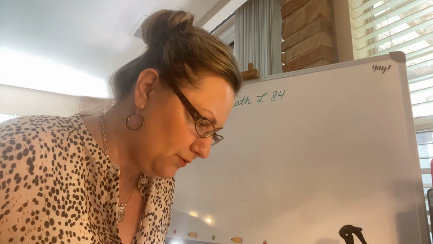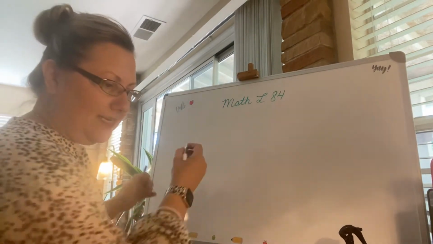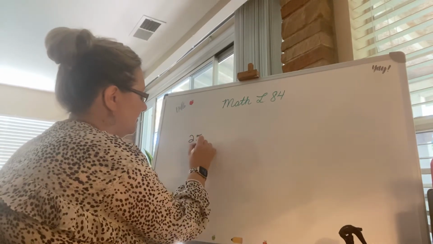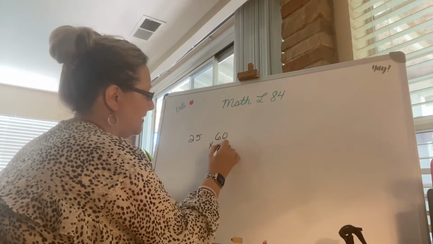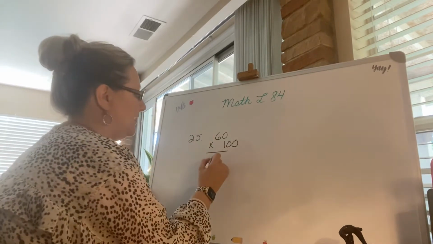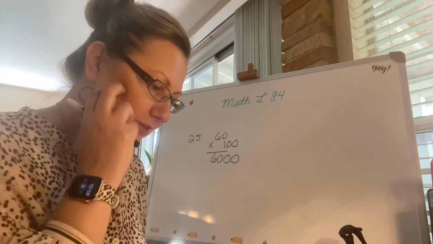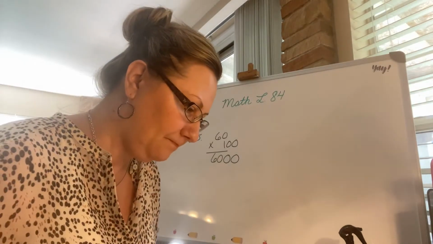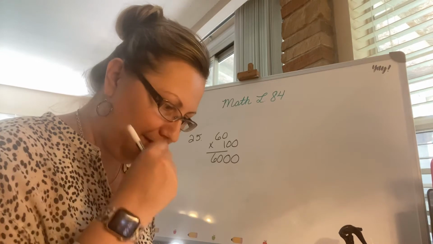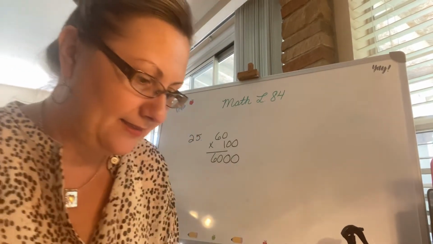Let's go to, how about number 25? Number 25, 60 times 100. 60 times 100. Hopefully you're getting the hang of this. 60 times 100 is 60 with 2 zeros, and the answer is 6,000. Okay, now let's take a look at number 26.